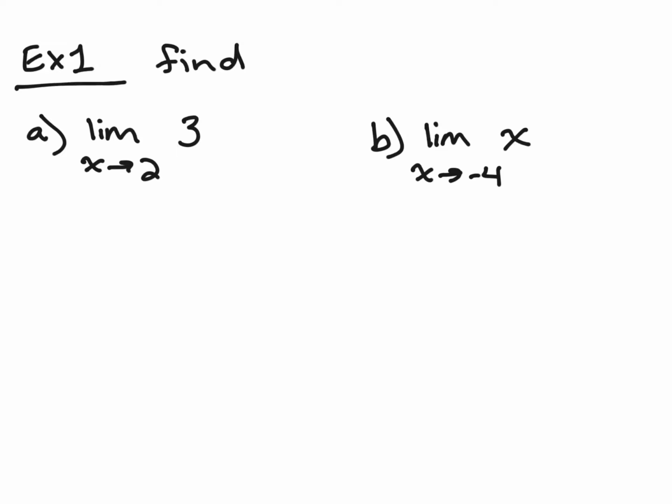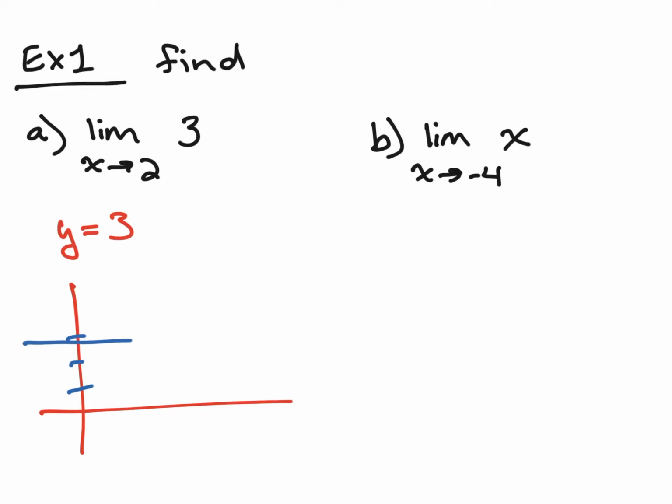So we're just going to start evaluating some of these, okay? What is the limit as x approaches 2 of 3? So think about this. This is the function y equals 3. What does that look like on a graph? It's just a horizontal line, right? All y values are 3. So there's no x value to plug into it. It doesn't matter what x is. We always get 3. So the answer to this is 3.